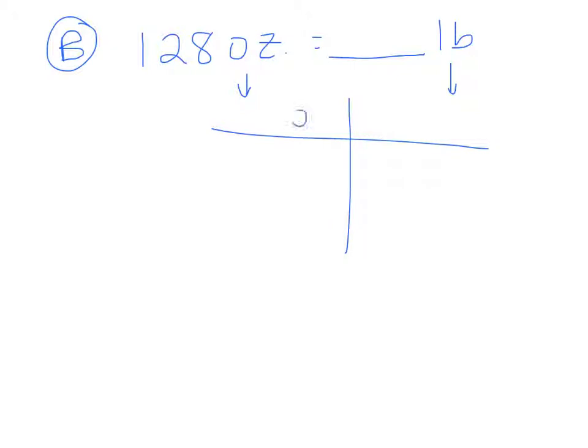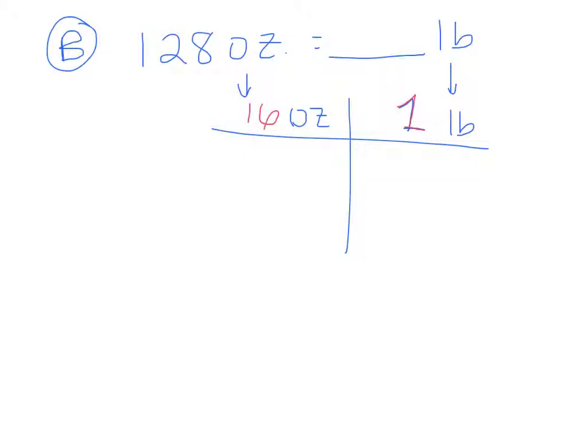Let's look at our next example. We've got 128 ounces is equal to blank pounds. Same thing. Whatever our unit starts with is what we're starting our table with. So if I've got ounces here and pounds down here, looking at your mathematics chart, where do you see pounds and ounces equaling each other? You see that 1 pound is equal to 16 ounces.